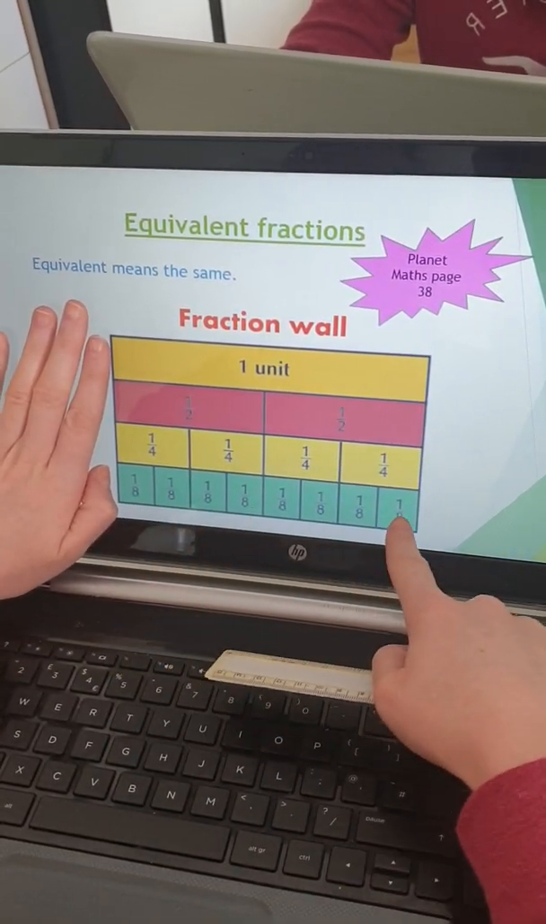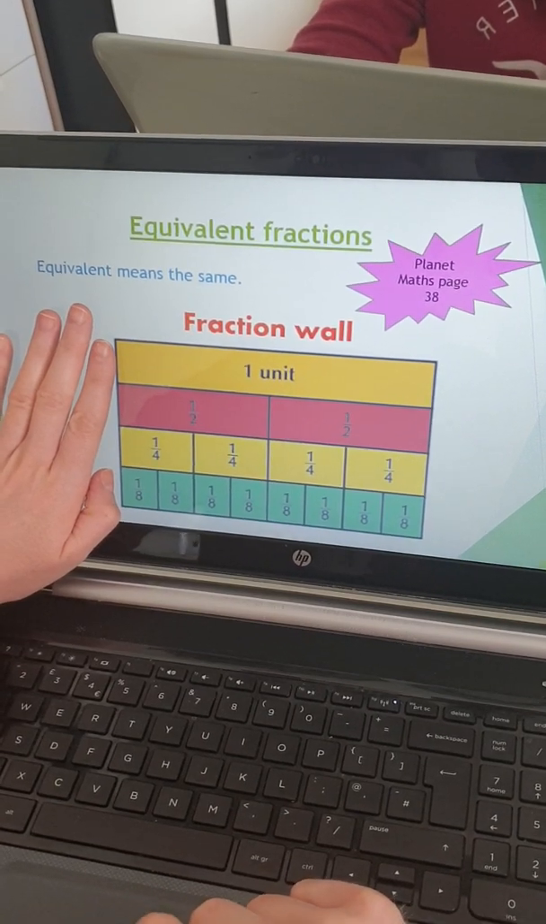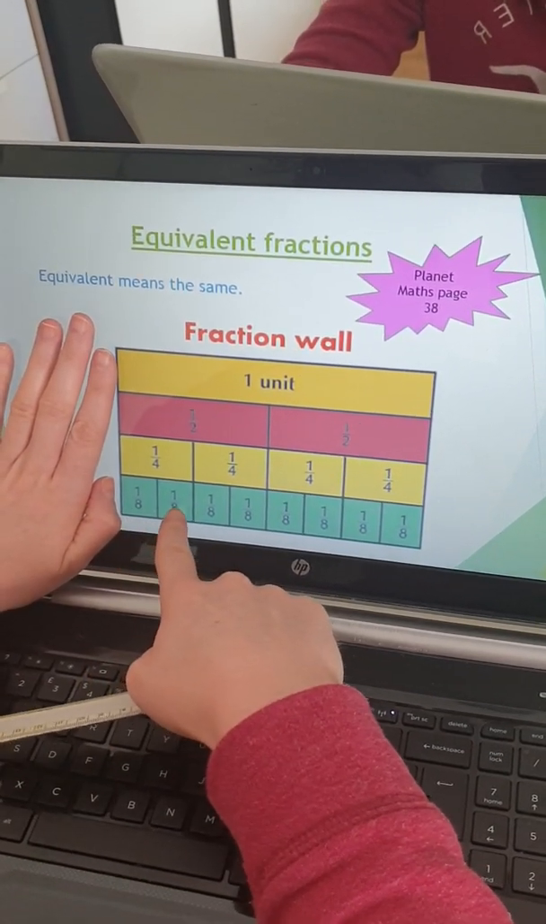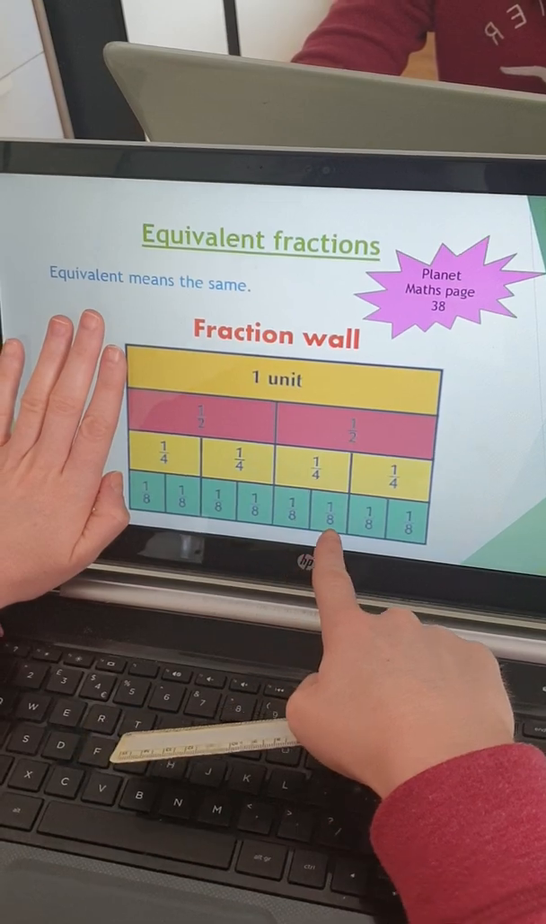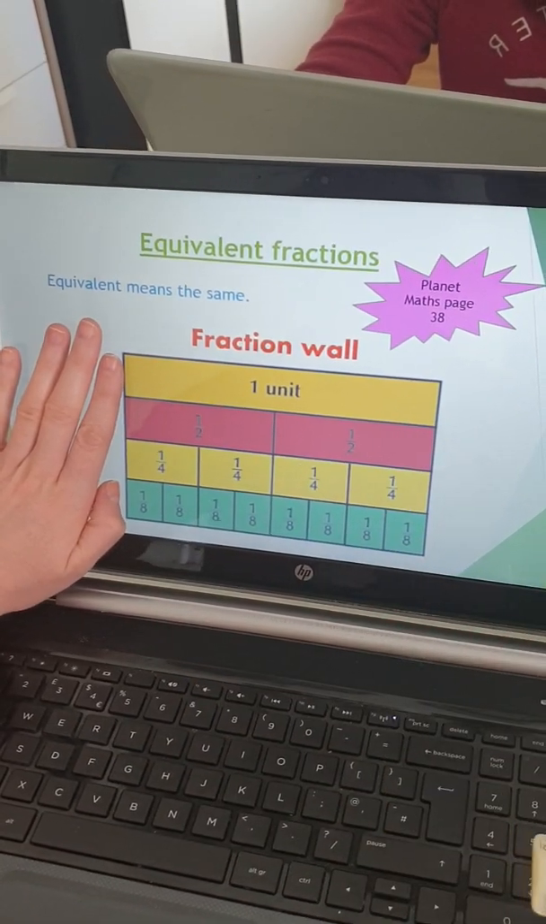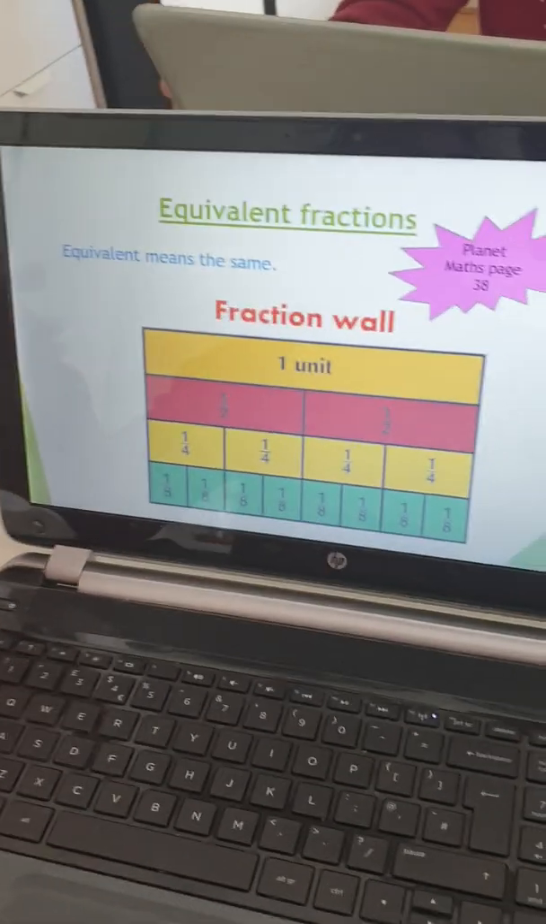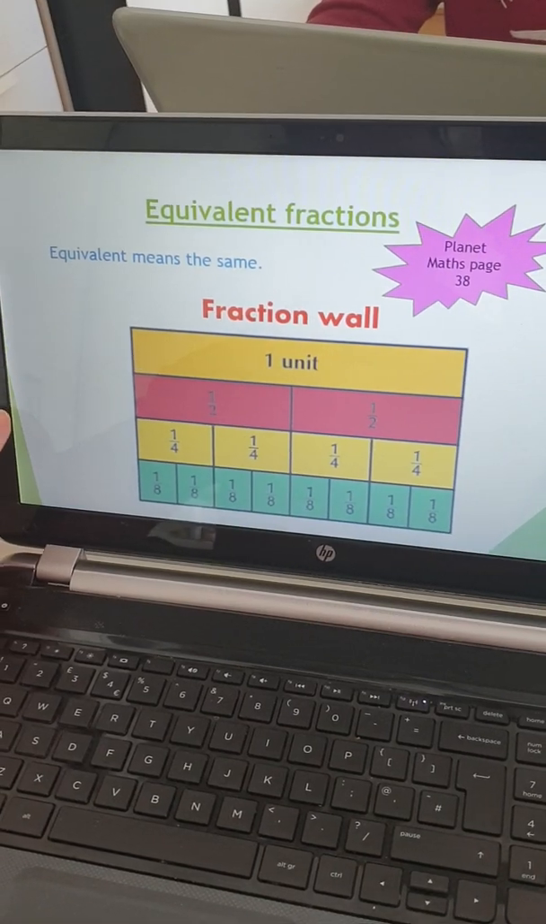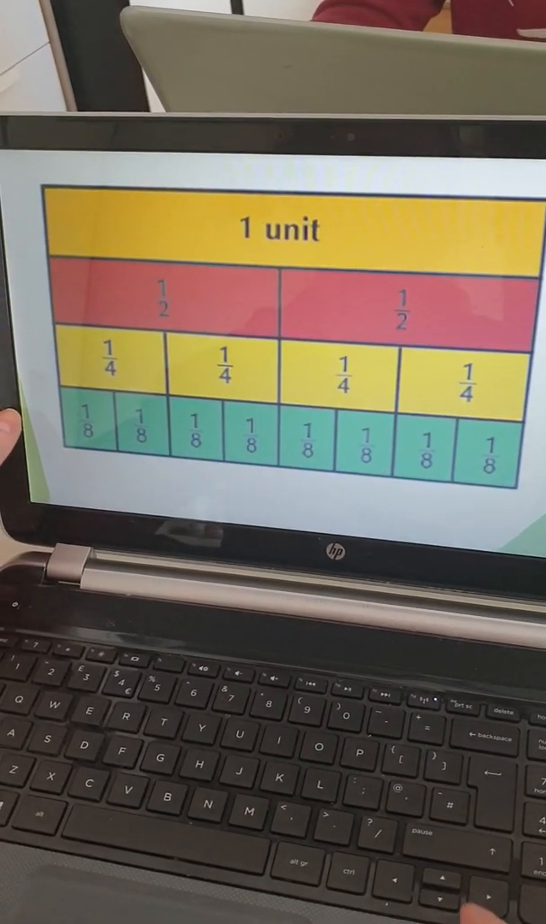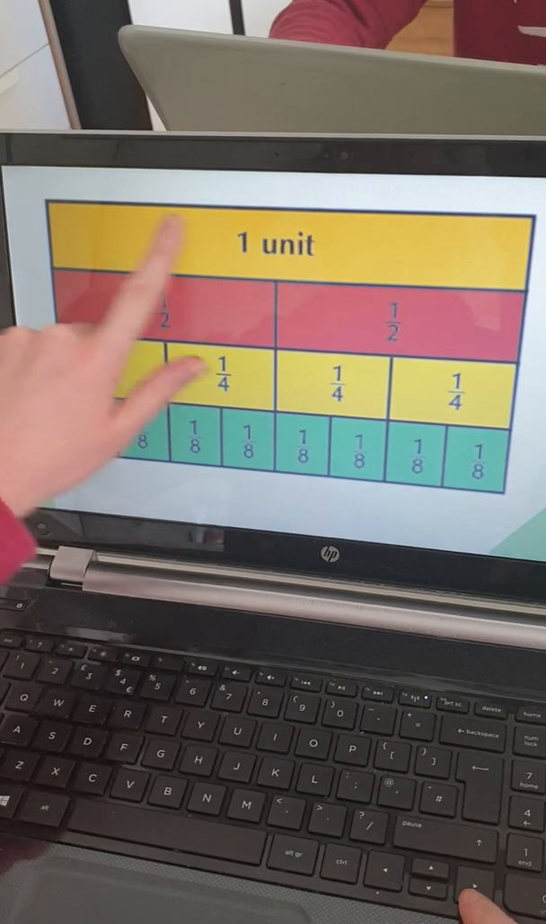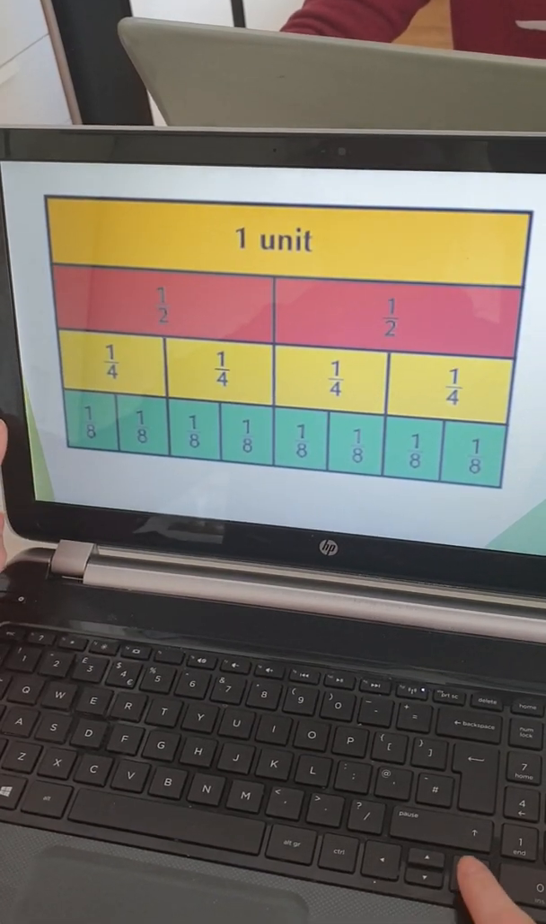I wonder how many eighths would be the same as 1 unit. Let's count it. 1, 2, 3, 4, 5, 6, 7, 8. Okay, so we've actually just done some equivalent fractions now. Let's look at some of the questions. So this is our fraction wall here, nice and big. You have it in your book.